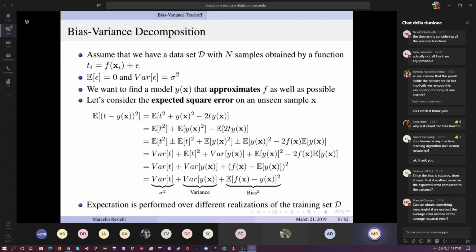Can we obtain something meaningful if we use just the average error instead of the average squared error? Okay, you can change, of course, the loss function. You can use whatever loss function you want, but what happens changing the loss function is that you have to be sure that you are able to optimize this loss function, and so to find the model that minimizes it. For what concerns the bias-variance decomposition, it holds for any possible loss function, any possible problem. It simply will change the formulation, will not be maybe like this, but you have always the possibility of taking a loss function and decomposing a part of variance and a part of bias.